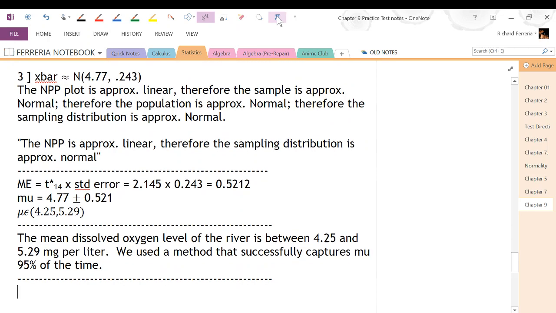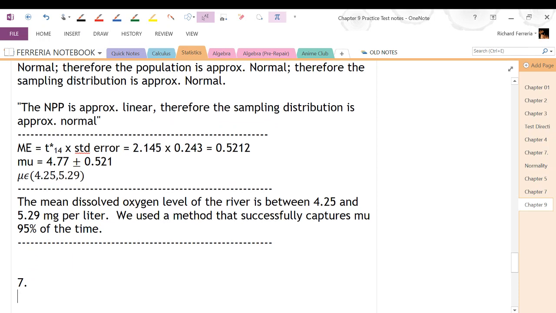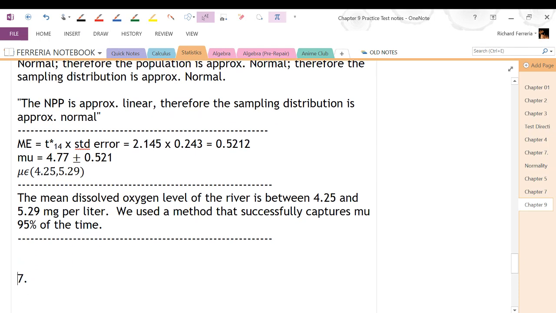Let's look at 7. A polling organization announces that the proportion of American voters who favor congressional term limits is 64%, and the margin of error is 3%. Oh, this is actually a multiple choice question. Wait, what? I thought it was ordinary. This is a multiple choice question. So let's say what's wrong with these.